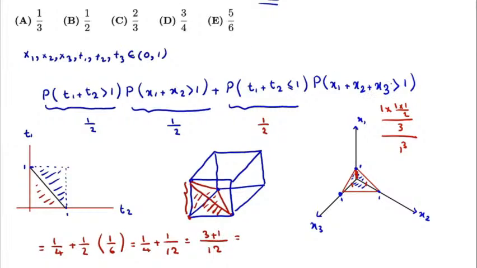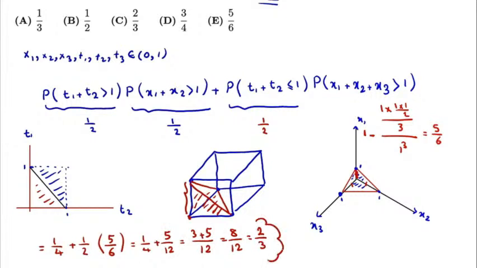Sorry, I've calculated less than 1 will be this. Because it is greater than 1, you should say 1 minus this area. So let me correct this part. 1 minus 1 over 6 will be 5 over 6. So this part will be 5 over 6. And it will be 1 over 4 plus 5 over 12. If we factor from 12, it will be 3 plus 5, which will be 8 over 12. And if you divide both numerator and denominator by 4, it will be 2 over 3. And the answer will be C.